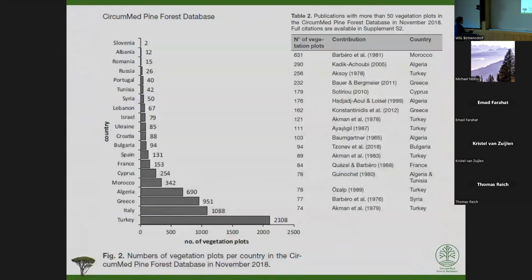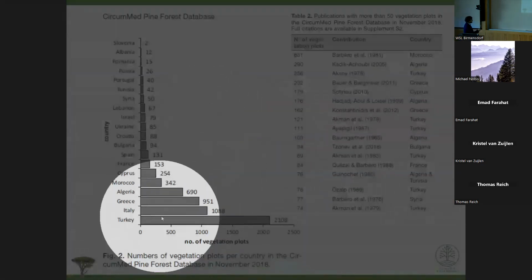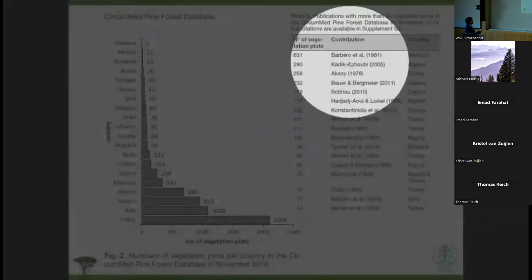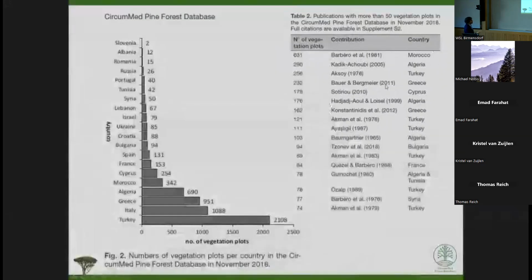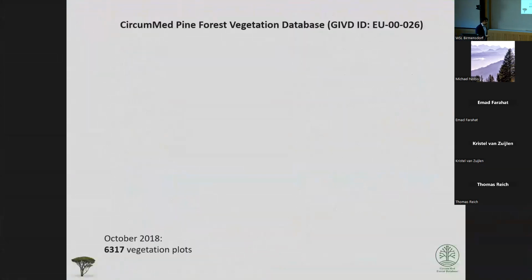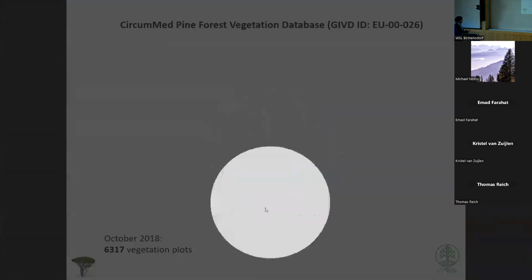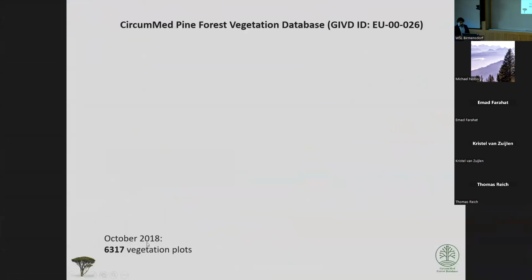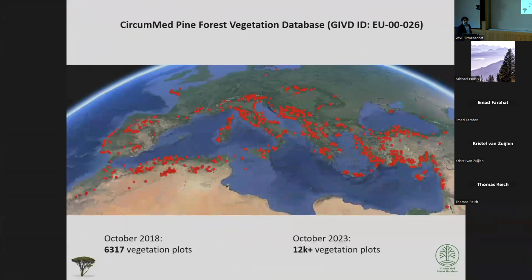Most of the data contained there pertain to Turkey and Italy, and there were some authors quite active from Morocco, Algeria, and Turkey. And so we have said that the database was formalized in 2018 with slightly more than 6,000 vegetation plots. Nowadays, this database increased to more than 12,000 vegetation plots, and this is the current distribution.